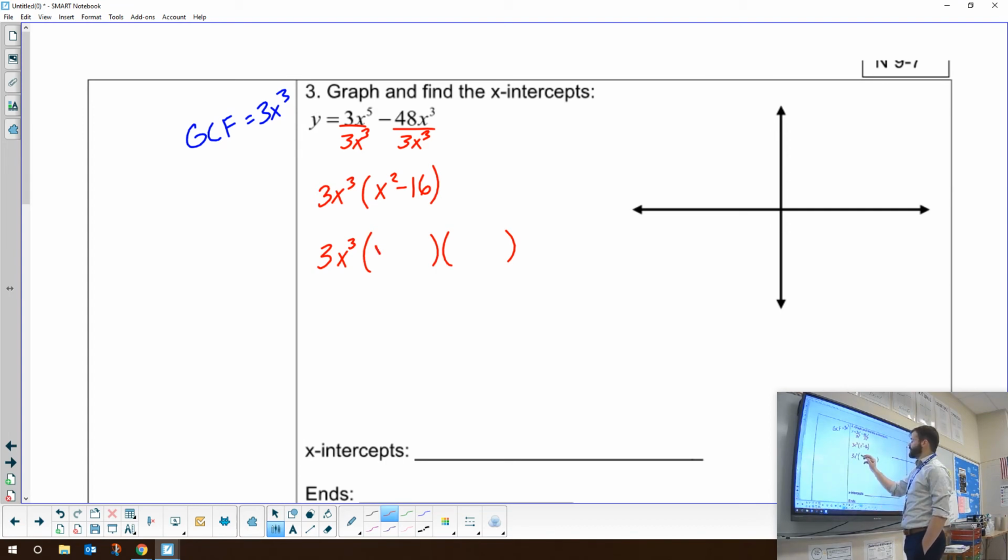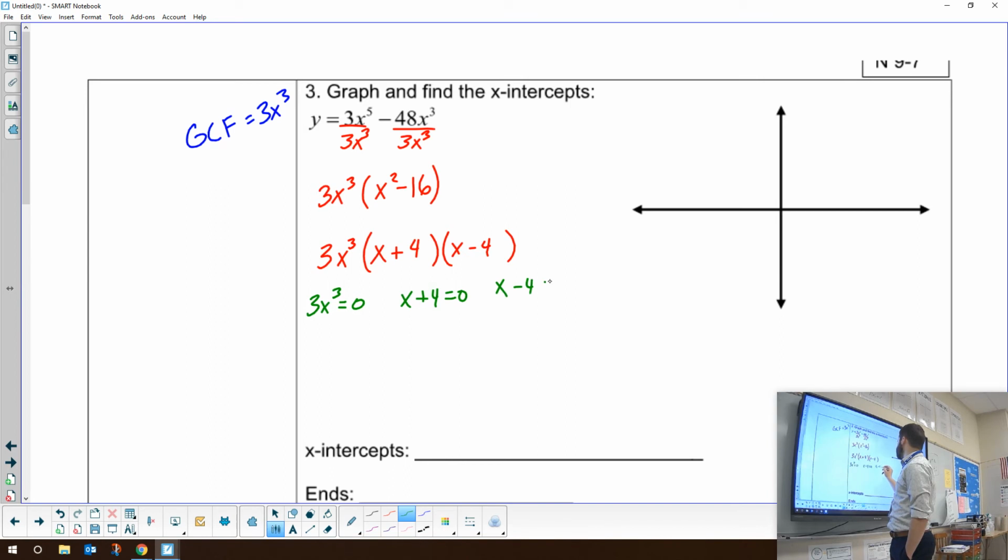The square root of x squared is x. The square root of 16 is 4. So we're going to go x plus 4 times x minus 4. Okay, take each one of these, set them equal to 0. So 3x cubed equals 0, x plus 4 equals 0, and x minus 4 equals 0. So if we do 3x cubed equals 0, we're just going to get x equals 0.